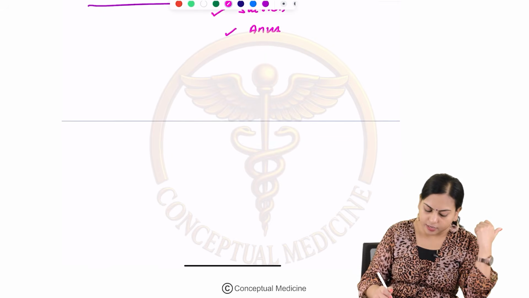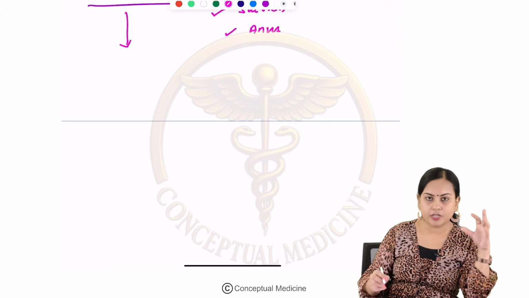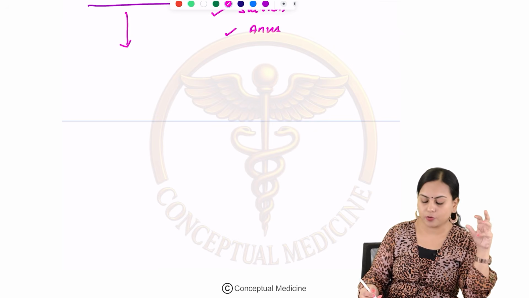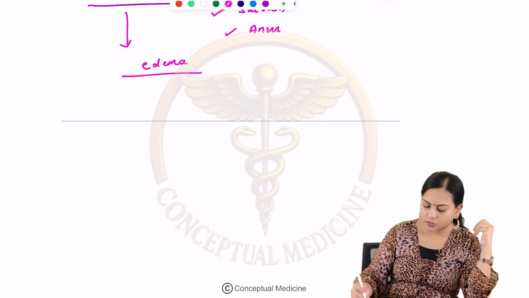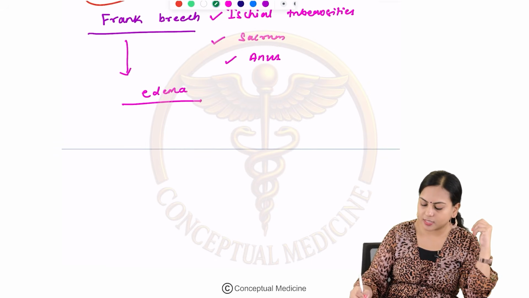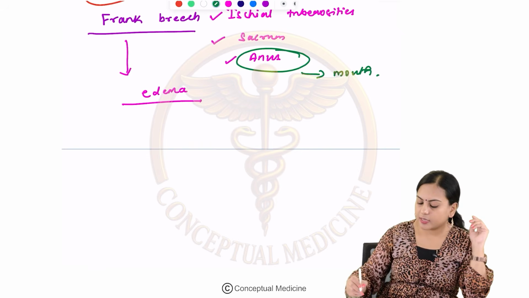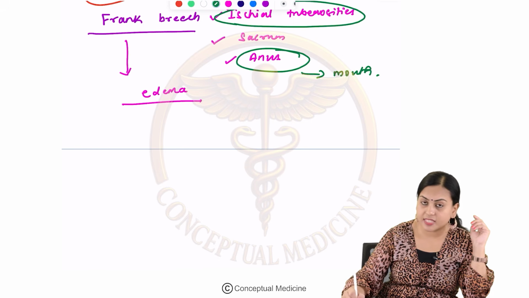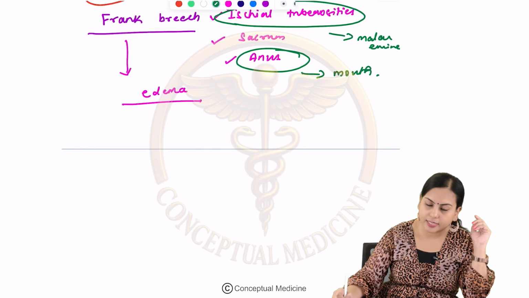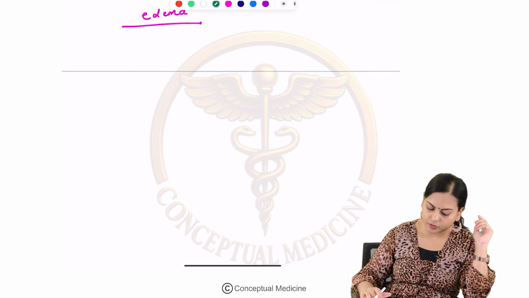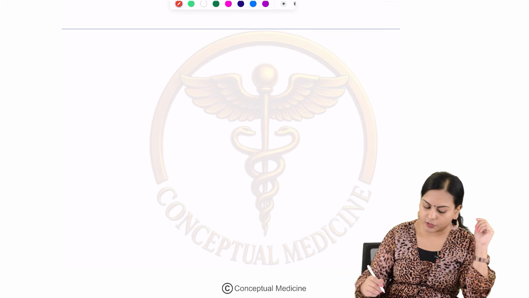And then if labor is prolonged, sometimes compression of the breech over the pelvic bone can lead to edema. Okay. So, in that case the anal opening can be mistaken for the mouth and the ischial tuberosities can be mistaken for malar eminences. So, there can be a confusion in this. We are going to see the difference between these two.